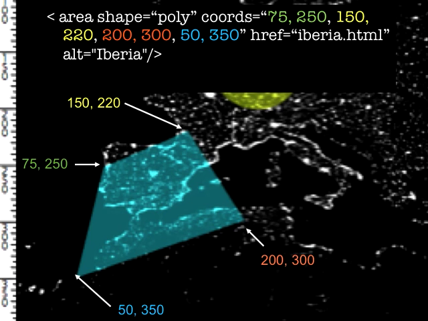And to specify a polygon, you're going to say area, shape equals poly, coords equals point, point, point, point, point, point. So you have a pair of numbers to represent each point. Href equals, in this case, iberia.html, alt equals iberia, and then you have the slash to close it off.